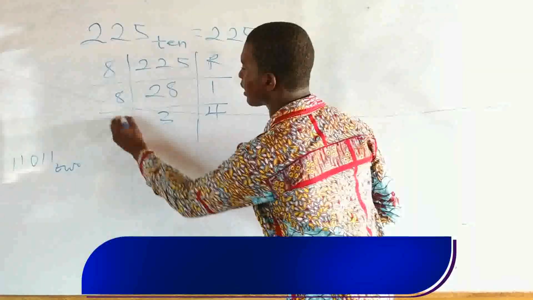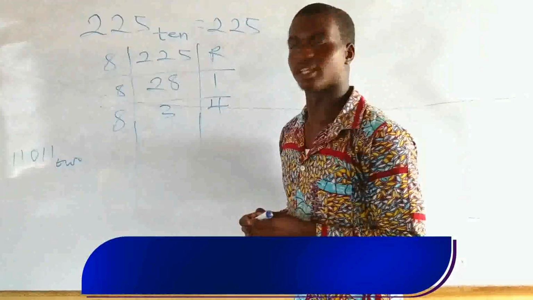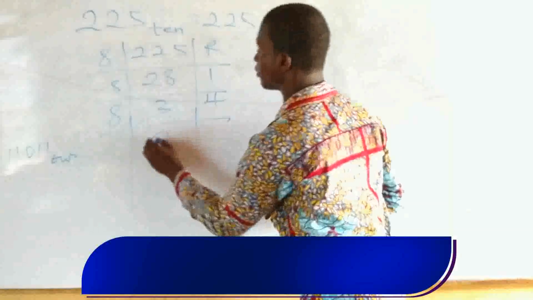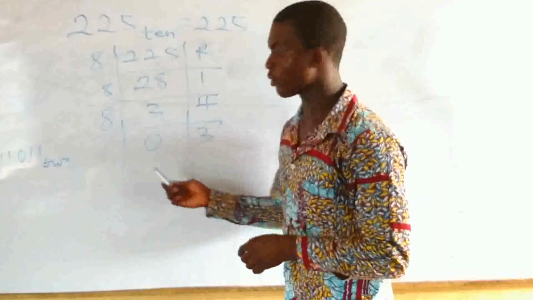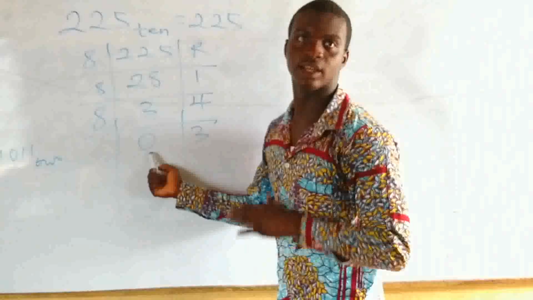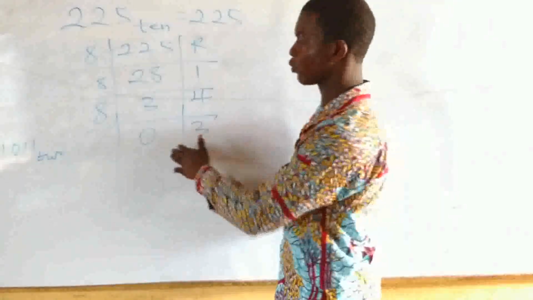And so you check, can 8 go into 3? No. And so you have 0, remainder 3. And so over here, when you get 0 in the middle, then you are done. You can't continue again.